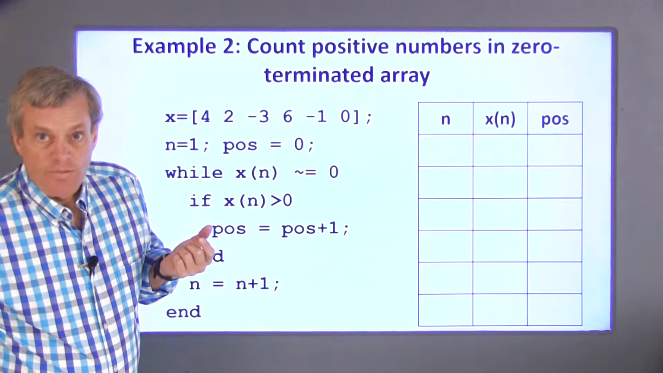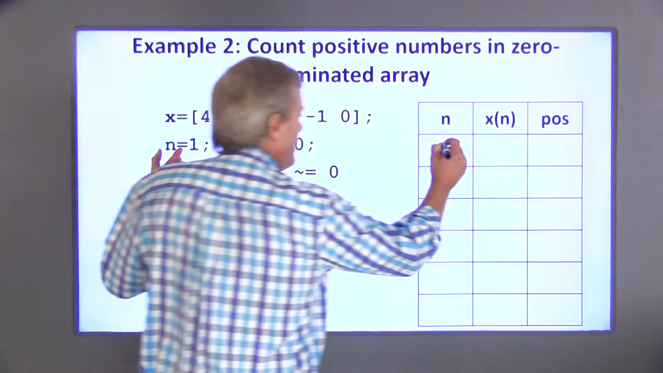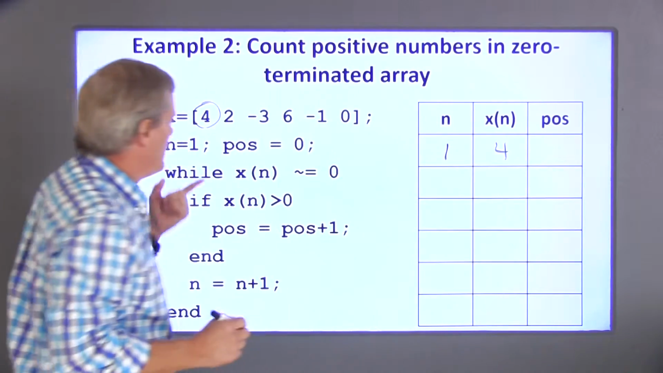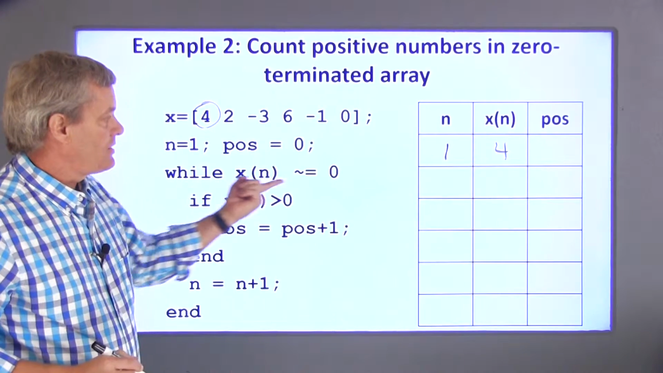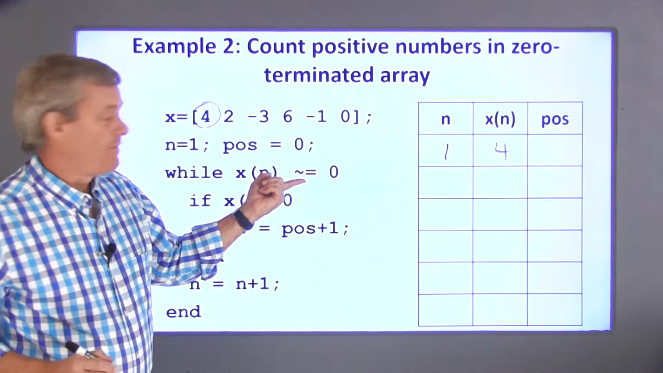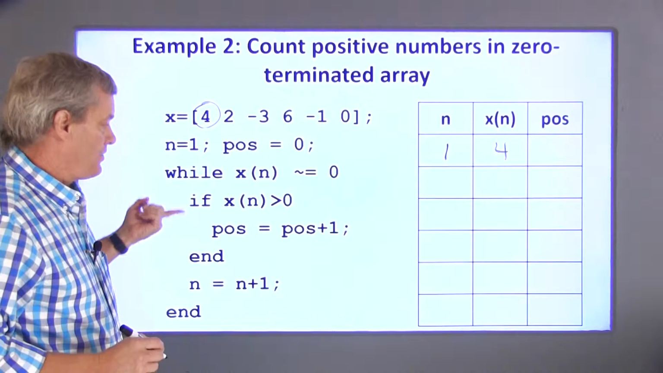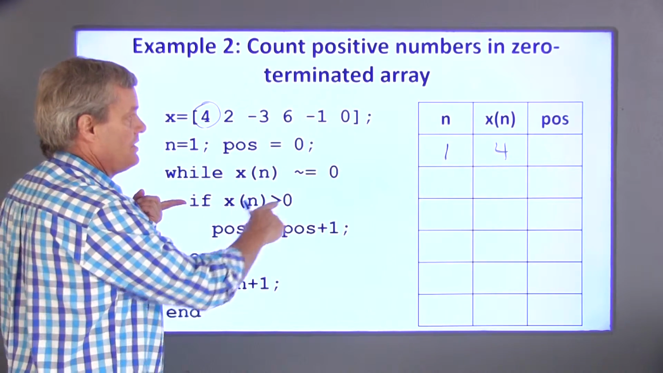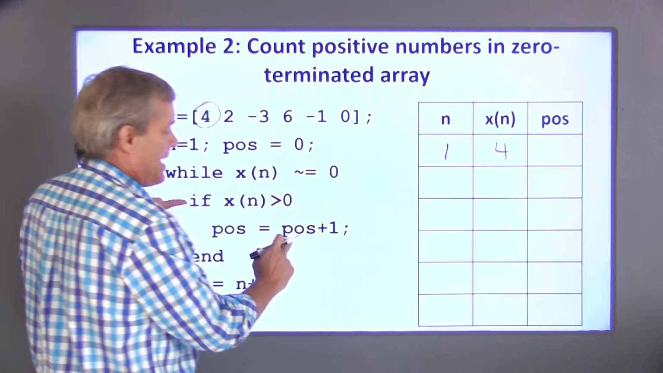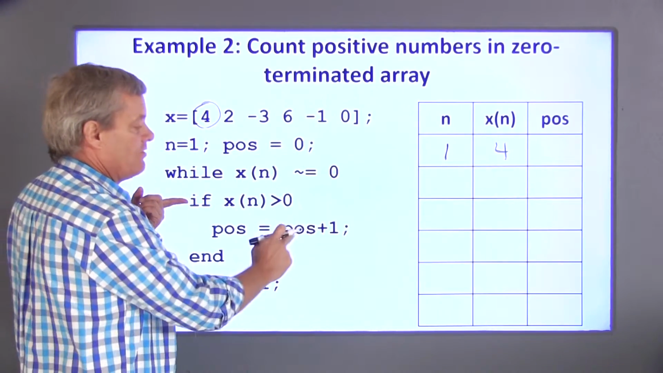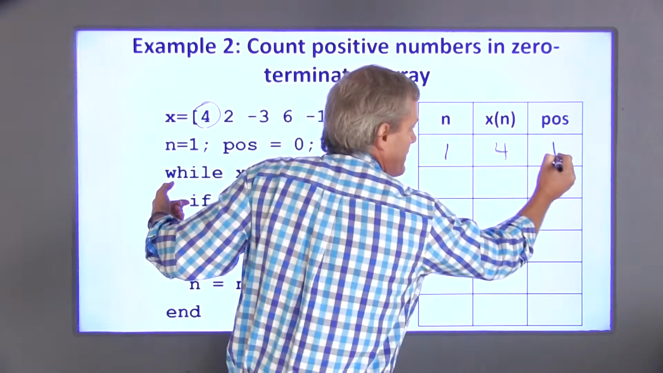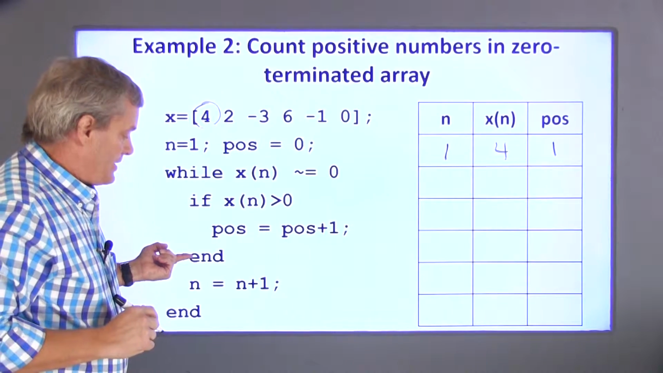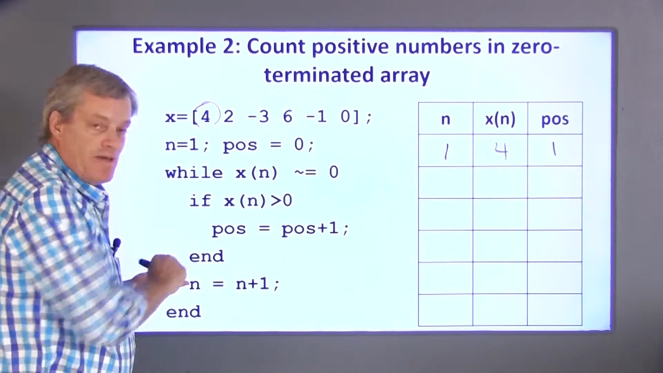The first time through the loop, n is equal to 1, and x of 1 is equal to 4. Now when I enter the while loop, I check to see whether 4 is not equal to 0. That's true, so I enter the loop and check this. Is x of n greater than 0? 4 is greater than 0, so I add 0, my original value of POS, plus 1, and I found one positive element in my array so far. Then I get to this end statement. The decision making is done.